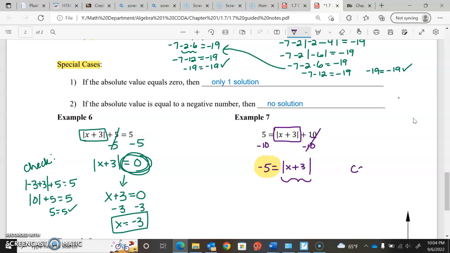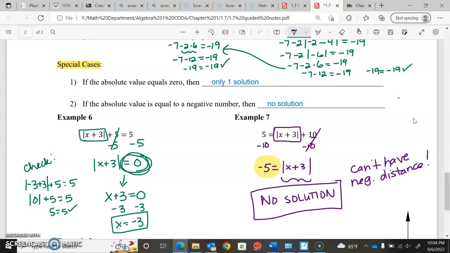Okay, we can't have negative distance. There's no such thing as a distance of -5. So, no solution. There's no number that will give you a distance of -5. Okay? So if you see a negative on either the left or right side, whichever side your absolute value is not on, it's no solution.